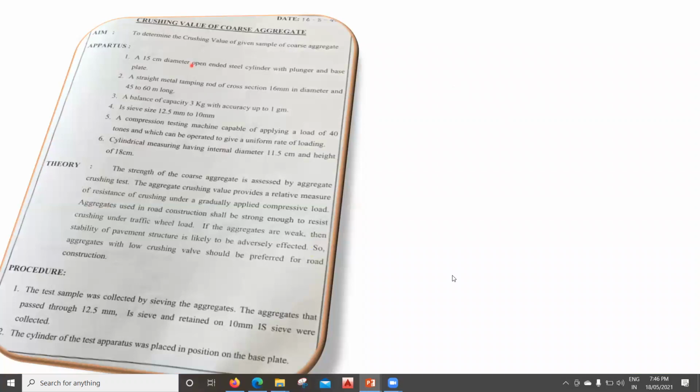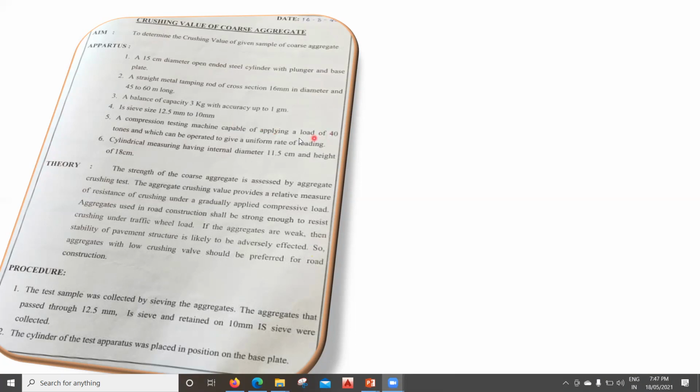Coming to the aim, it is to determine the crushing value of a given sample of coarse aggregate. Apparatus: we require a 15 centimeter diameter open end steel cylinder with a plunger and a base plate, a straight metal tamping rod of 16 mm diameter, which is 45 to 60 cm long. Then we require a balance of capacity around 3 kg. We require the Indian Standard sieves of 12.5 and 10 mm, and we require a compressive testing machine so that the load can be applied.